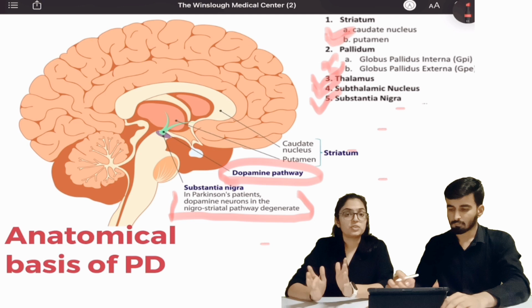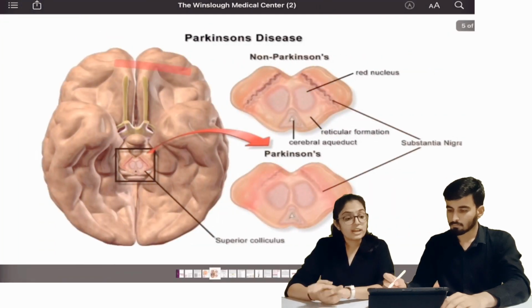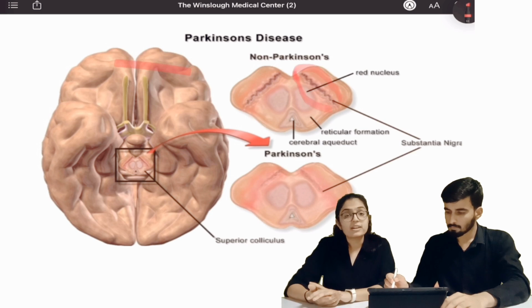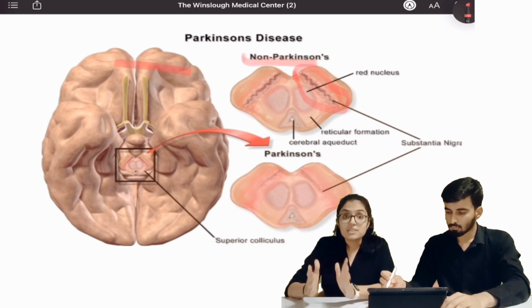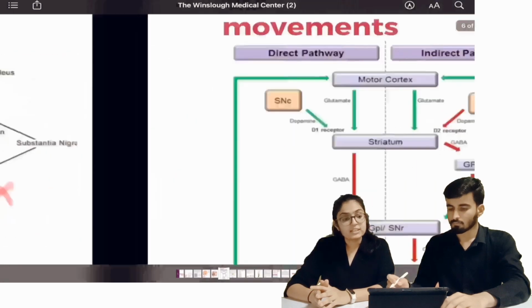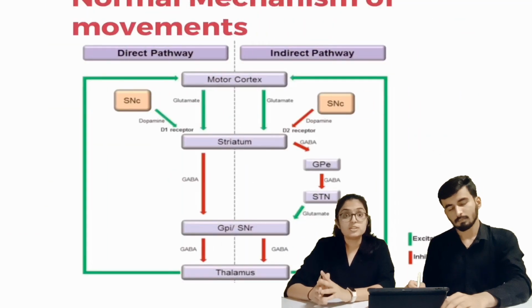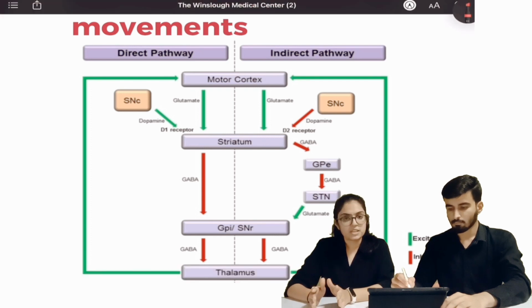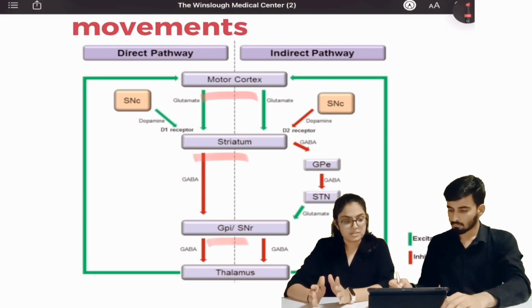Now, coming to the 3D structure of the brain, here we can find a dark pigmented line in the substantia nigra in a non-Parkinson's brain, which disappears in the Parkinson's brain. Further, there are complex mechanisms, which can be the direct pathway or indirect pathway, which include the motor cortex, striatum, globus pallidus, substantia nigra and thalamus.